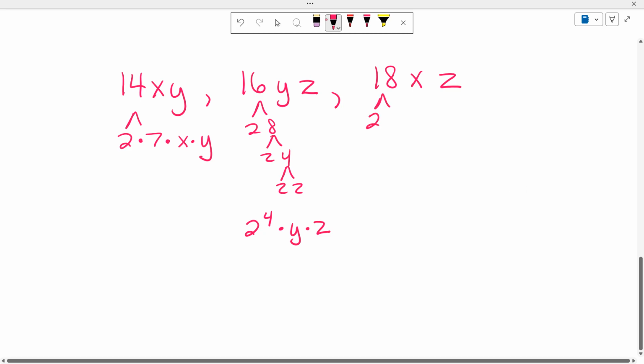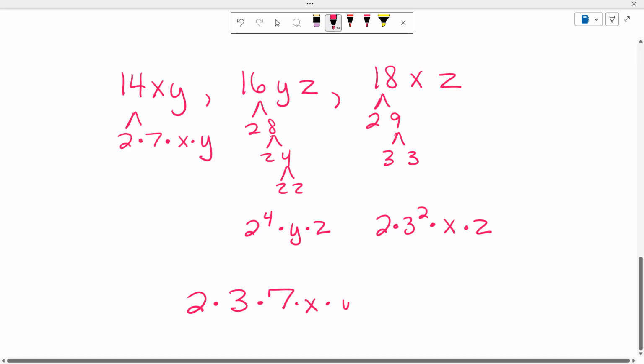18, 2 and 9, which is 3 and 3. Don't leave it as 9. Make sure if it can be broken down, you break it down. So it's 2 times 3 squared times x times z. Okay, what all appears? Well, I see a 2, I see a 3, and I see a 7. I also see an x and a y and a z.